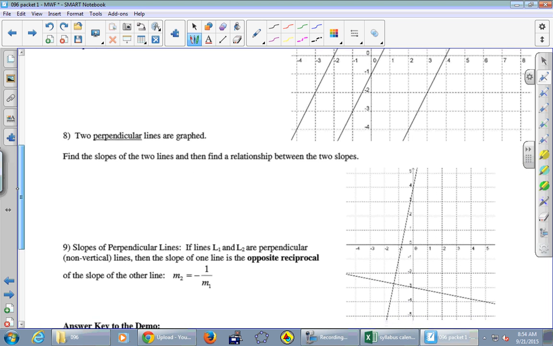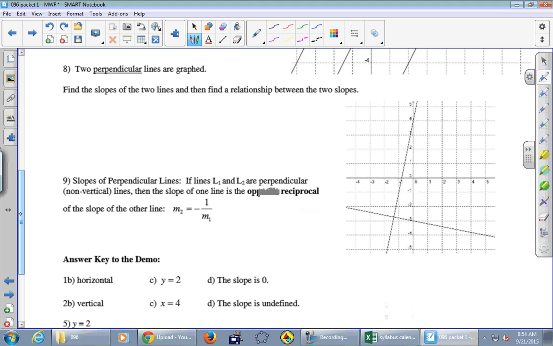And then down here, number 8 refers to this last graph on the page. It says 2 perpendicular lines are graphed. Perpendicular means intersecting at what? I heard it. Somebody say it a little louder. Yeah, intersecting at 90-degree angles, yeah? We need lines forming right angles with each other. That's what perpendicular is. And so these lines over here are perpendicular, and it says find the slopes of the two lines and then find a relationship between the two slopes.